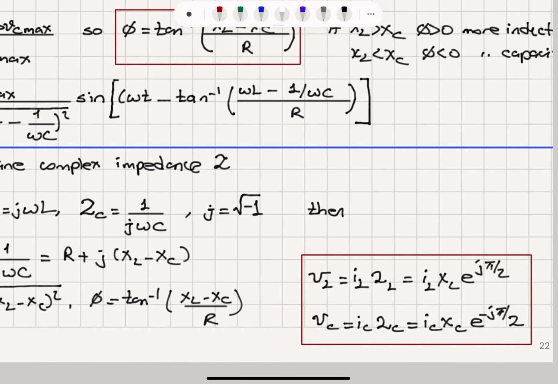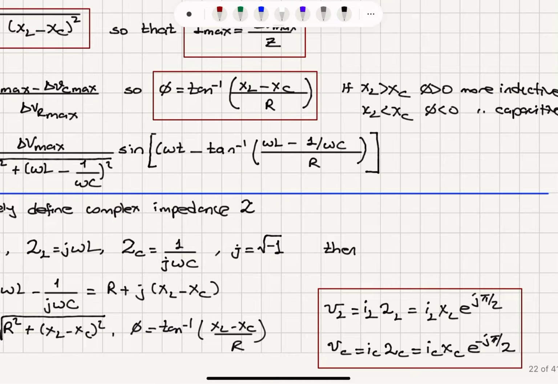Now, how does this remind me of the phase relationship? The complex voltage across the inductor will be the current multiplied by the complex impedance. So current multiplied by XL, which is omega L, e to the j pi over 2. So you can see that I'm introducing an additional pi over 2 angle here. This is telling me voltage across an inductor leads the current by pi over 2. Or if you put this on the left hand side, e to the minus j pi over 2, you will see that current lags voltage.